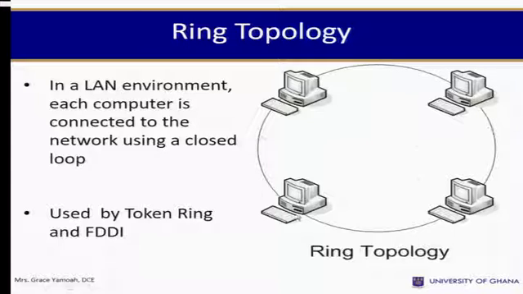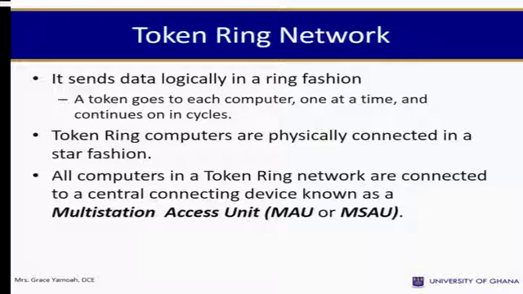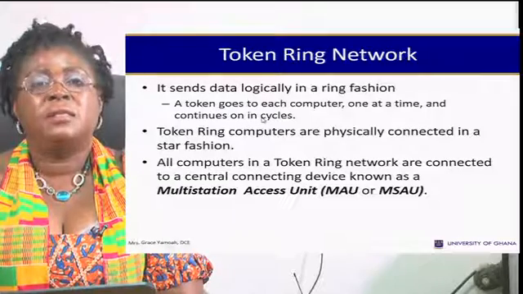We see the diagram here is round, and it moves from one computer in a runway to the other. In a LAN environment, each computer is connected to the network using a closed loop used by token ring and FDDI. Token ring network sends data logically in a ring fashion. A token goes to each computer one at a time and continues on in cycles.